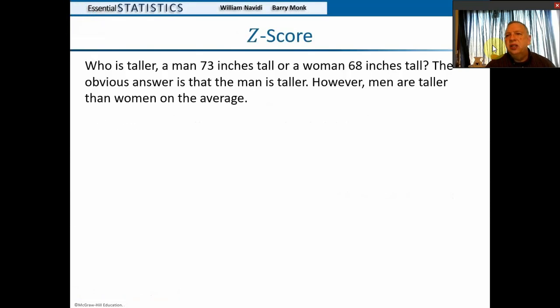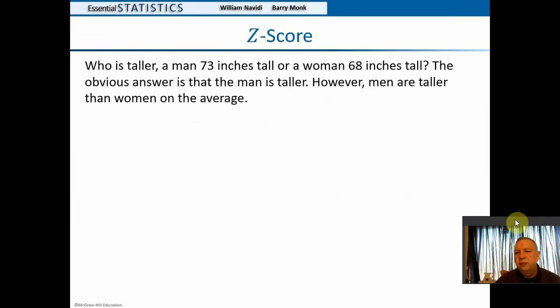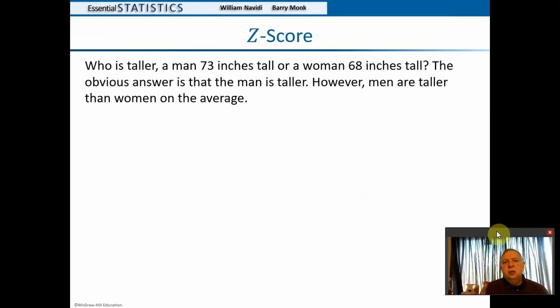So the first thing we're going to need to talk about is a z-score. Z-scores are used in many different situations. One in particular that we look at is if we need to compare two individual pieces of data where the data isn't really from the same data set. For example, who is taller? So if I've got a man 73 inches tall or a woman 68 inches tall, well, we know absolutely that the man is taller, the 73.